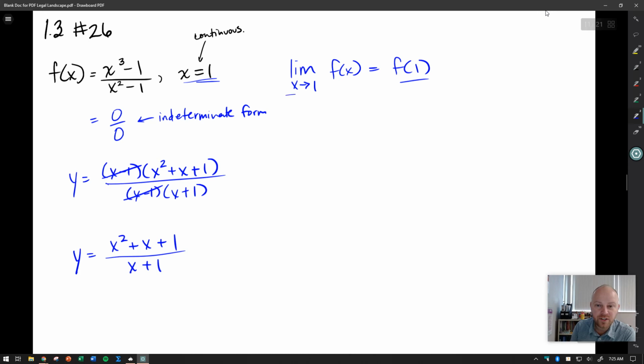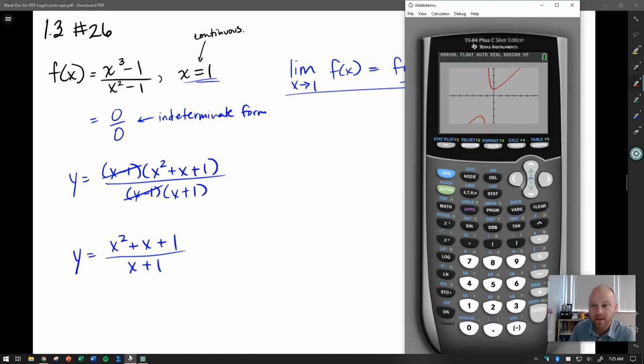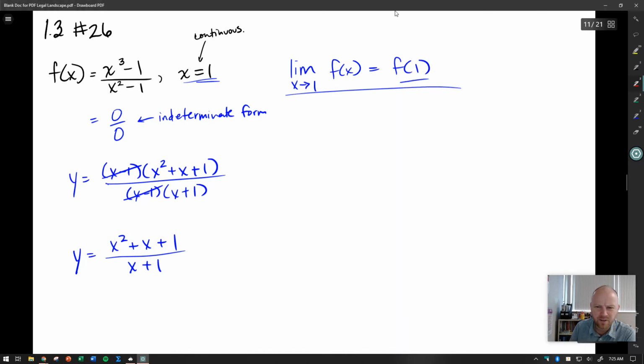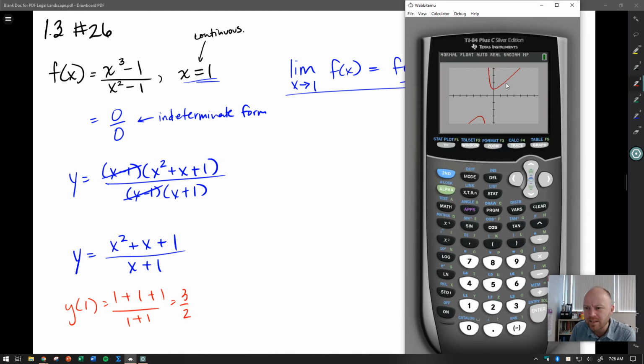Back to the definition of continuity. Can we agree with this statement? Does the limit as x approaches 1 of the function equal f of 1? And it does. And what is that value, by the way? In other words, what is y of 1? It's 1 plus 1 plus 1 over 1 plus 1, so I guess it's 3/2. That was just more for clarity's sake, and that does appear to be about 1.5, so that's right.